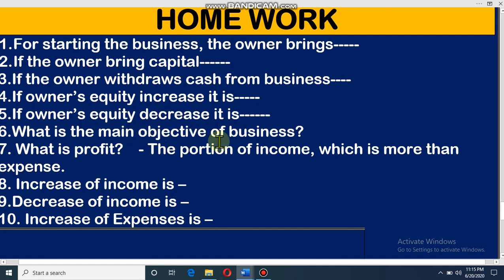What is the main objective of business? To earn profit is the main objective of business. What is profit? The portion of income which is more than expenses. Dear student, look at the answer given by me here. Why have I given it to you? Because you have to write this specific one. Profit means the portion of income which is more than expense. That means if income is more than the expense, then the difference is profit. If you sell for taka 500 and the cost of that sale is taka 400, then 100 taka is your profit.